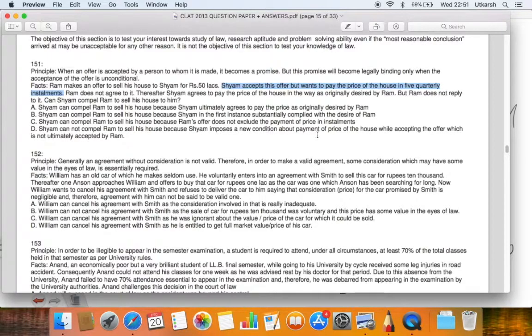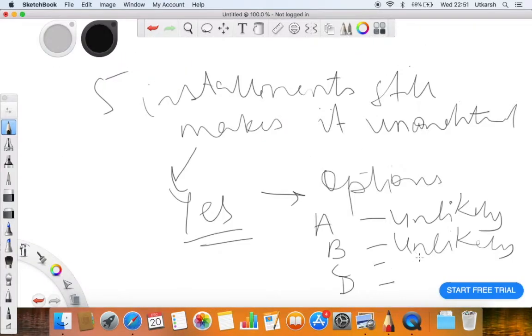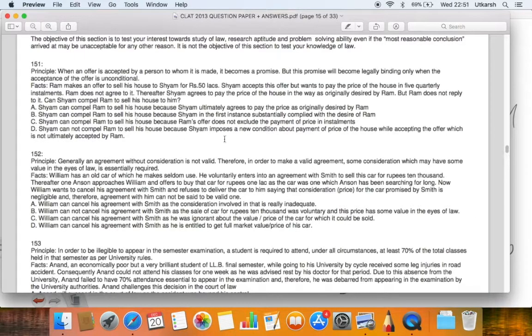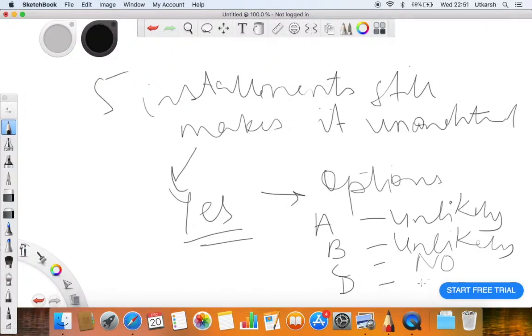So by default, you have to pay immediately. So unless something else is specified, the default rule applies. So it does not have to exclude the payment of prices. So this answer is just a no, right? So option D: cannot, because it imposes a new condition upon payment of price while accepting the offer, which is not ultimately accepted by them. So just by elimination you can see D is the right option.